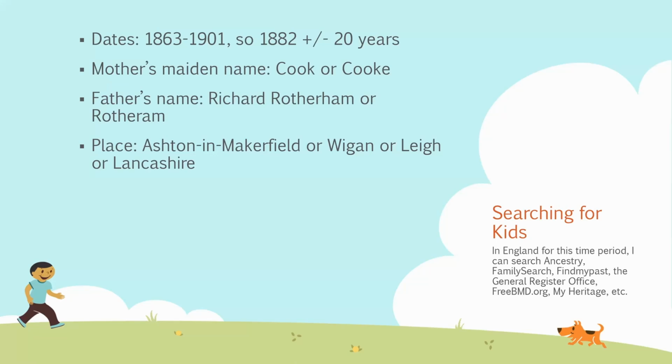Because in England we have jurisdiction areas, and so they could be under any of those different 3 or the county areas. Now, if you're searching in England, and this is an English record, in other countries, obviously, you're going to look in different places, but in England for this time period, I can search Ancestry, FamilySearch, FindMyPast, the General Register Office, FreeBMD, and MyHeritage, and some other places as well. So that's what I did. I just went to each one of them one by one and kind of saw what I could find.